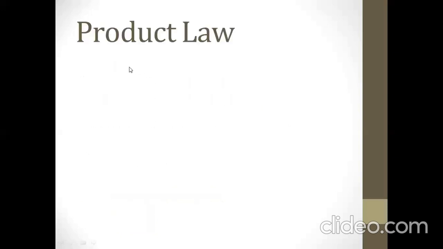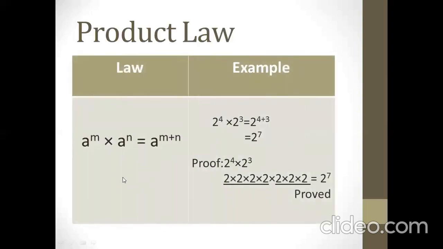Now let's start our first law, which is the product law. This law states that when multiplying the same base, you have to use the base once and add the exponents, right? Now let's understand with an example. Here you have like bases, same bases with different exponents. In this situation, you have to write the base once and add the exponents. Now 4 plus 3 becomes 7.